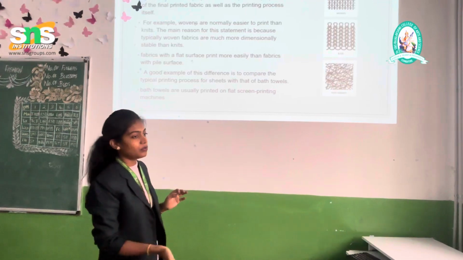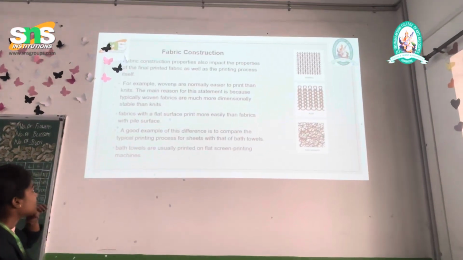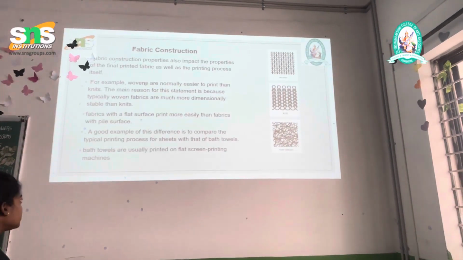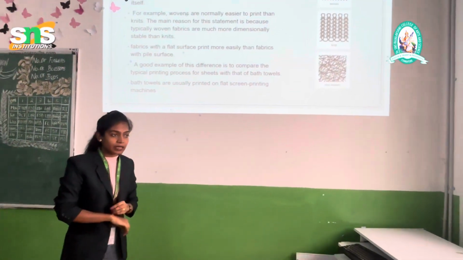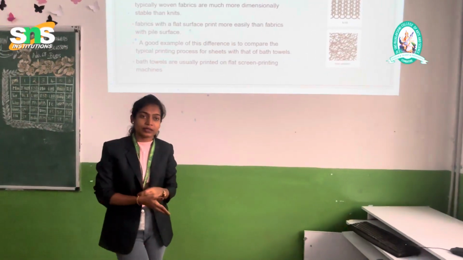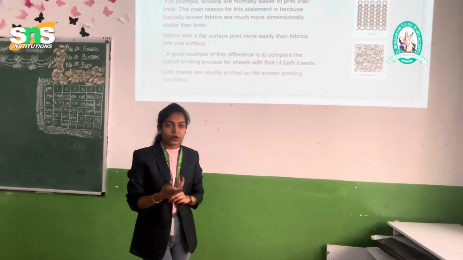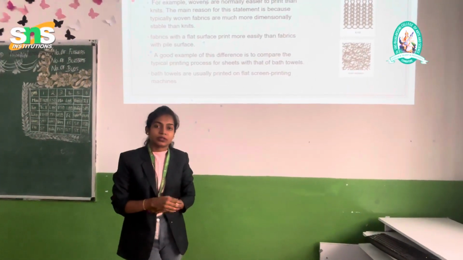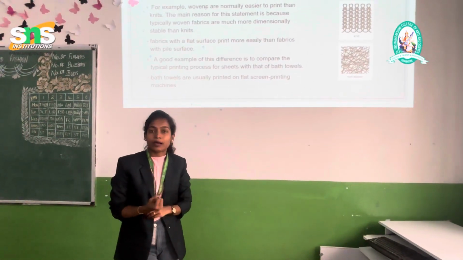When we talk about non-woven fabrics, they are made by bonding or felting fibers together, not by weaving or knitting. It is used in disposable items, filters, and technical textiles, and it can be printed, but the texture and absorbency may vary widely. When we talk about surface texture and printability, another major factor is the surface of the fabric.